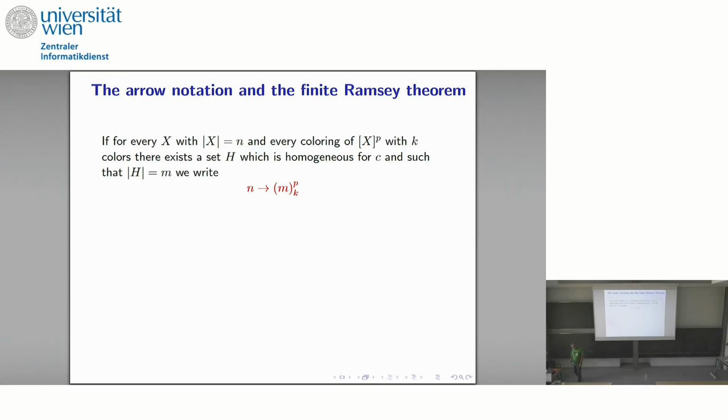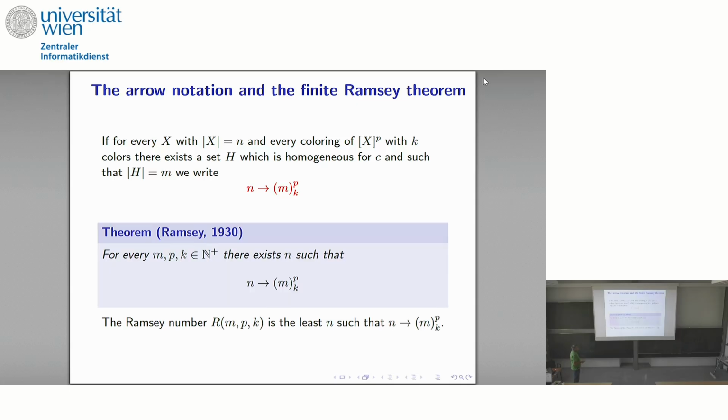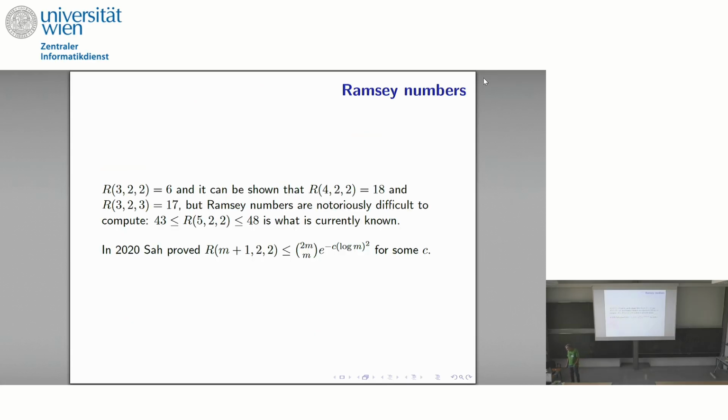And homogeneous means that all tuples from that set are colored exactly in the same way. With this notation, the classic Ramsey theorem, the finite case, can be stated as: given m, p, and k, there is an n large enough so that the arrow notation works. And the Ramsey number is just defined as the least n that works, because obviously when some n works, larger n's will work. And these are notoriously difficult numbers to compute, except for some very basic cases, right?